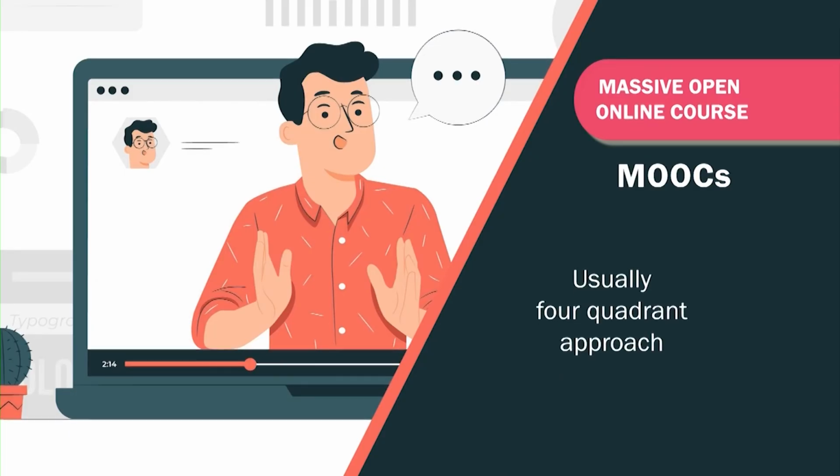It usually has a 4-quadrant approach. There would be one component of text as well as links to digitized material, and then one for the video element. Usually short duration videos are there. One is for assessment, maybe quizzes could be there, and one is for discussion, so that learners can interact with their peers and learners can also interact with the instructor or the teacher.